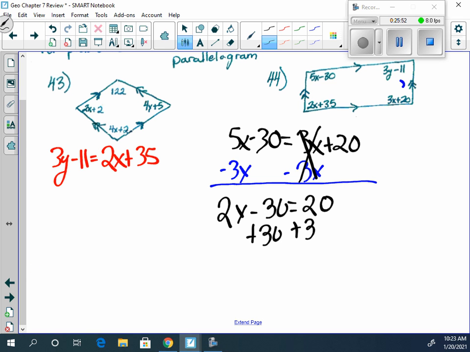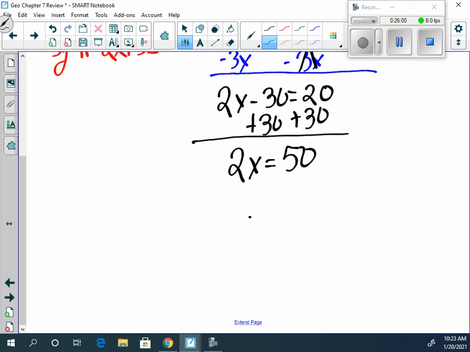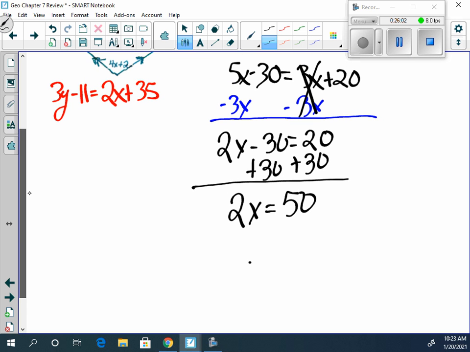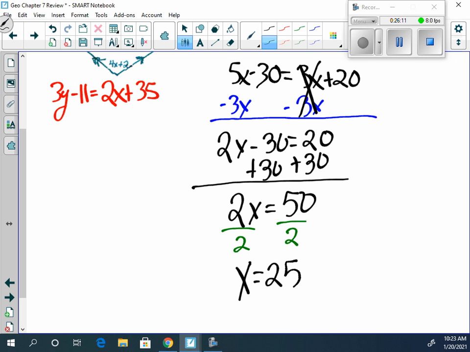Then we can add 30 to both sides, because again, we're trying to get x by itself. And that'll tell us 2x is equal to 50. And last but not least, we're going to divide both sides by 2, telling us x is equal to 25. Any questions on how we found the value of x?